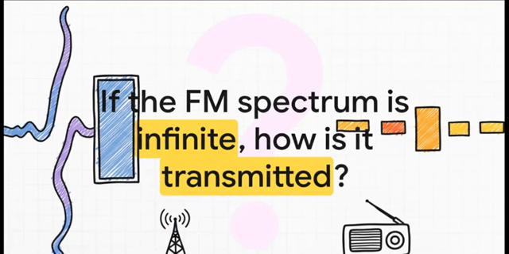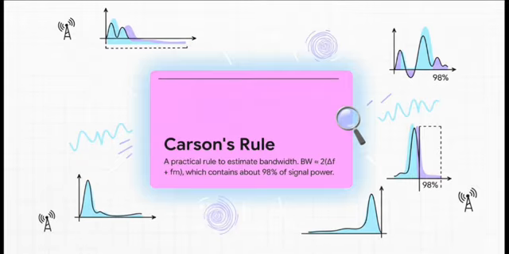This right here, this is the core engineering challenge of FM. You have this beautiful signal that goes on forever in theory, but you have to stuff it into a tidy, well-defined channel. So how did the engineers solve this puzzle? What's the trick? Well, the answer is a wonderfully practical rule of thumb called Carson's rule.